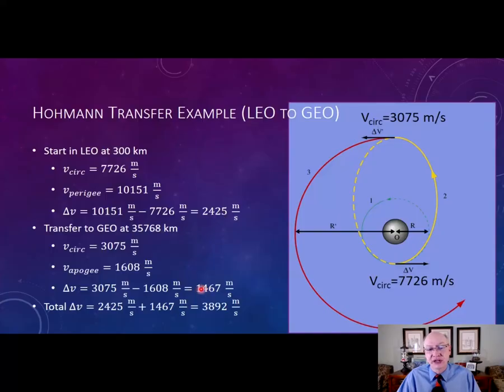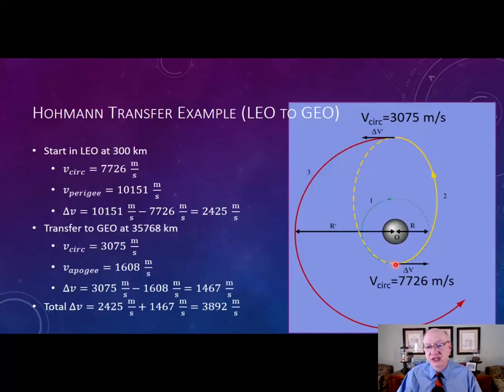To get into the circular orbit later required a change of 1,467. So the total delta V that's required is 3,892. Now, I want you to look at that number for a second because that's important. That's a huge speed change.